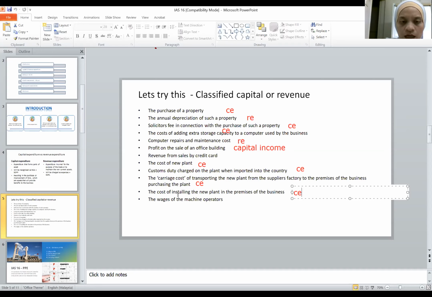If you do not incur any cost of installing the new plant, how are you going to install your plant in your business? Itu konsep yang you kena pegang lah. Okay, the wages of the machine operators are the same case with the pembantu rumah, dalam gambar rumah yang madam case tadi. So this is your revenue expenditure. Okay, alright, clear?